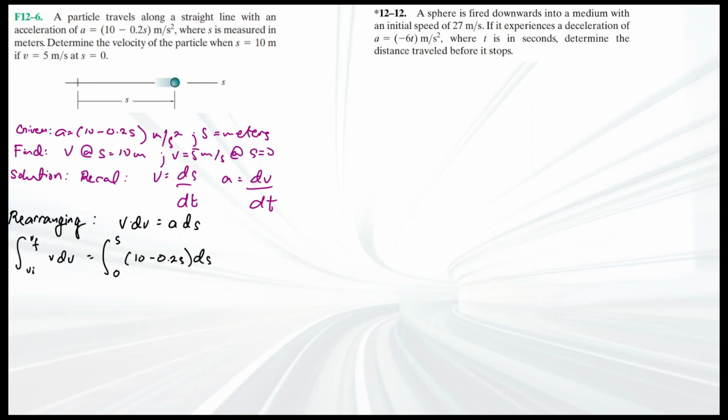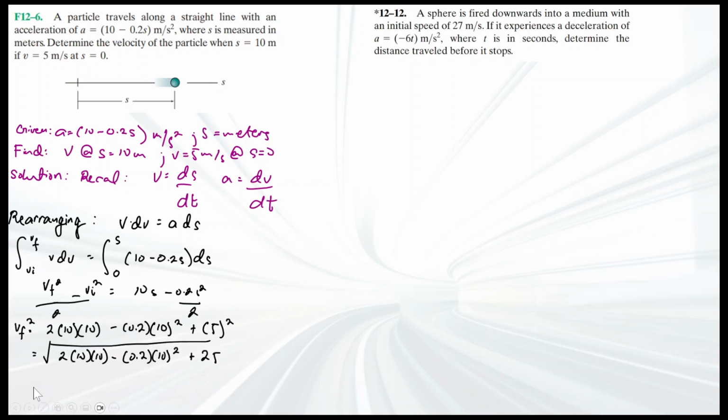After we integrate, we will have Vf squared minus Vi squared over 2 equals 10s minus 0.2 s squared over 2. Luckily, we're here to find Vf squared, so that's good. We already have Vi at s equals 0. All we have to do now is substitute the values here and isolate the final velocity, just like so, already substituting s equals 10 meters. So there we go.